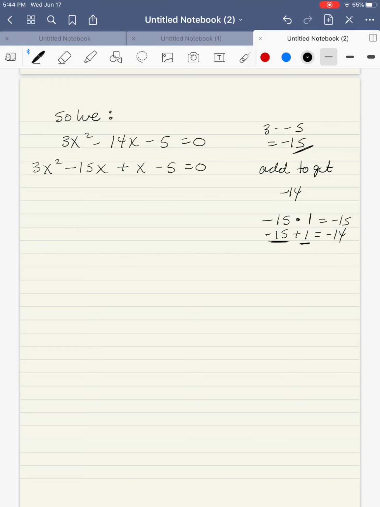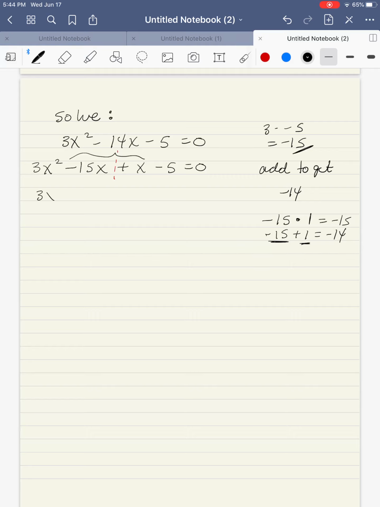It doesn't matter the order that you have, because remember when we said the factors can be in either order? It just makes the work a little different, but you end up with the same exact factors. So we broke the negative 14x into its two pieces, negative 15x plus x. And then we do our factoring by grouping.